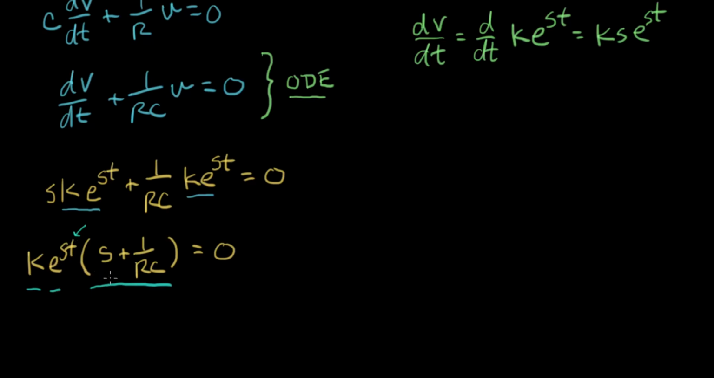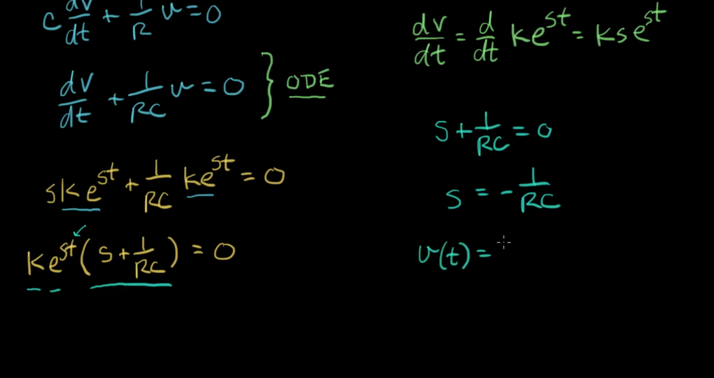So here's the interesting one. The interesting solution is s plus 1 over RC equals 0, and that says that s equals minus 1 over RC. That makes this solution true. And if that's the case, now we can say v of t, we're making good progress here, equals some k times e^(-t/RC).